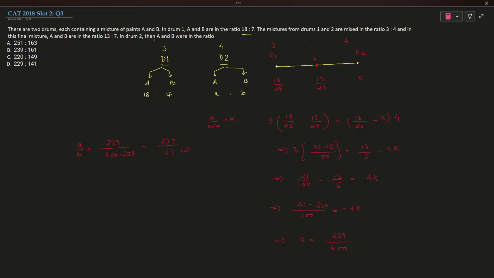I need to find the ratio of A is to B, right? Correct answer will be, guys, option B. Option B is the correct answer. Okay, simple question. Let's move on to the next question.